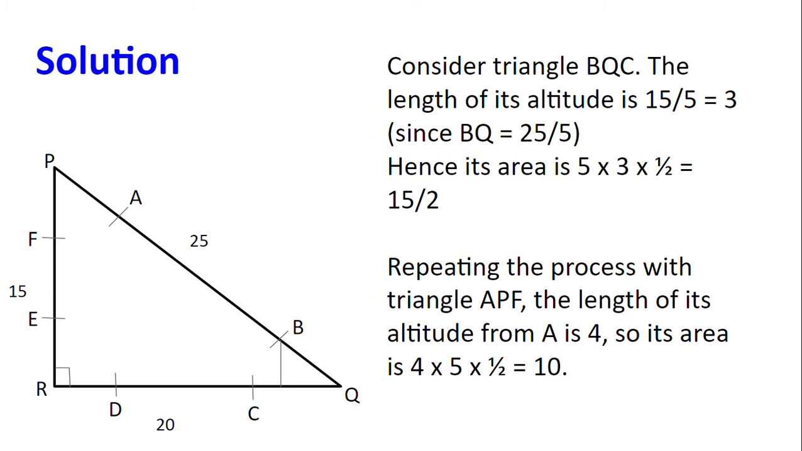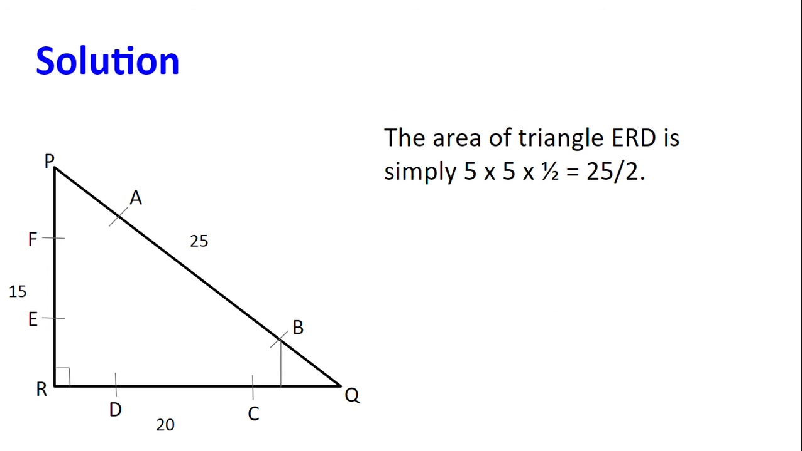Now we repeat the process with the triangle APF. The length of its altitude from A is 4, and so its area is 4 multiplied by 5 multiplied by a half, which is 10. We're just using area equals half base times height to find the areas of these triangles. Finally, the area of triangle ERD is simply 5 multiplied by 5 multiplied by a half, which is 25 over 2.